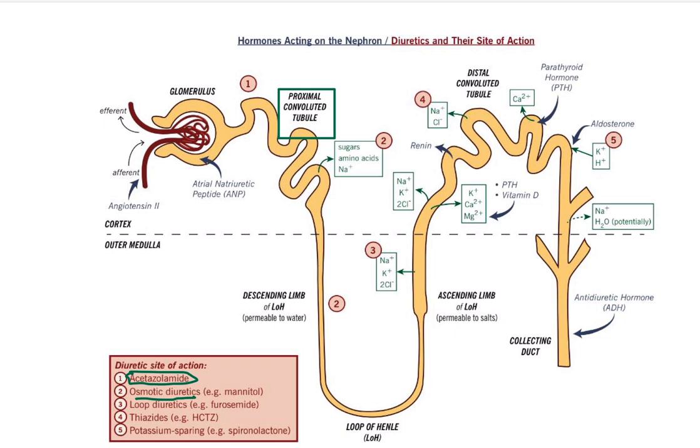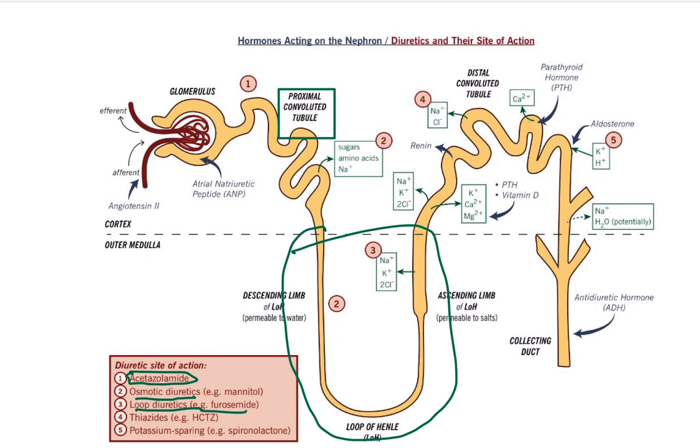Now the second option is the loop of Henle. In the loop of Henle, furosemide acts. So furosemide acts on the loop of Henle. If we remember the proximal convoluted tubule and the loop of Henle, the rest of all drugs act on the distal convoluted tubule. So it is very easy for us.